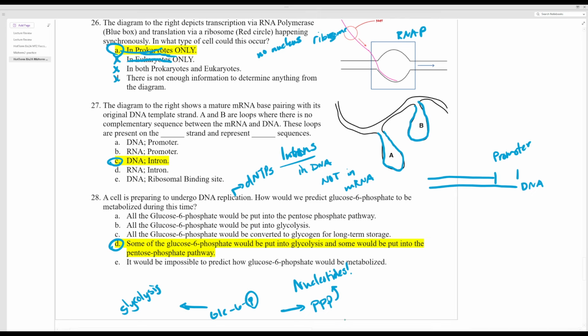If we had all going into the pentose phosphate pathway, we wouldn't get any ATP that we need for all the other processes. If it all went into glycolysis, we would not be able to make our nucleotides. If it was all converted to glycogen for long-term storage, well, then you get neither ATP nor your nucleotides. E, it would be impossible to predict how glucose-6-phosphate will be metabolized. Well, no, we can predict it. We need both of these. We need both ATP and we need nucleotides.